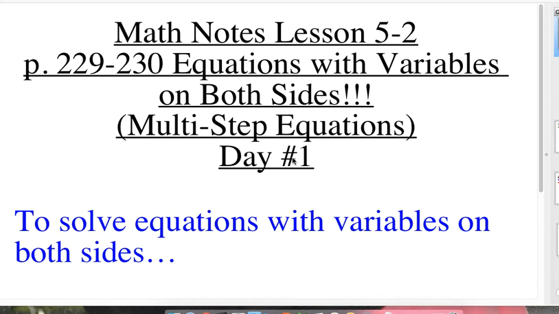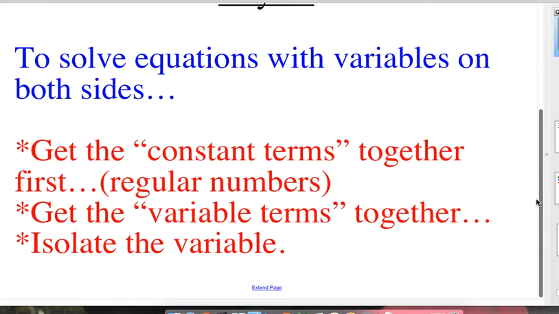To solve equations with variables on both sides, step one would be to get the constant terms together first. Now, in case you don't remember, the constant terms are just your plain old regular numbers. So if you're looking at an equation and you notice that it has like a 5 on the left side and a -2 on the right side, you're going to want to get those numbers together first. Somebody's going to have to move to the other side of the equation across the equal sign. So we're going to focus on our plain old numbers first.